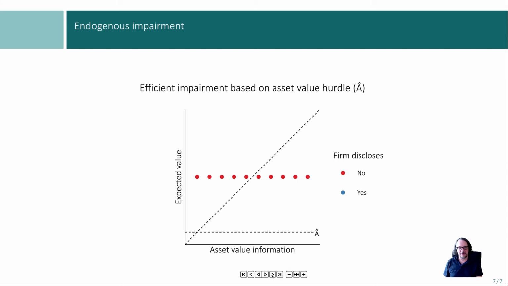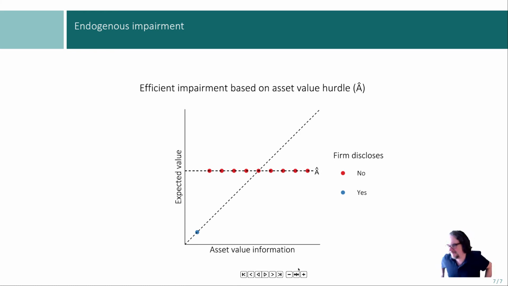Now let's increase the asset value hurdle a little bit. Okay, we do this step by step. So we move it up. Obviously, nothing will happen at first. But now something will happen, because if we move it higher, then all these nice investments would actually not be financed anymore. And I find this very nice.